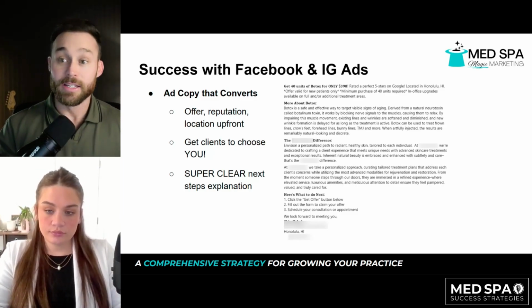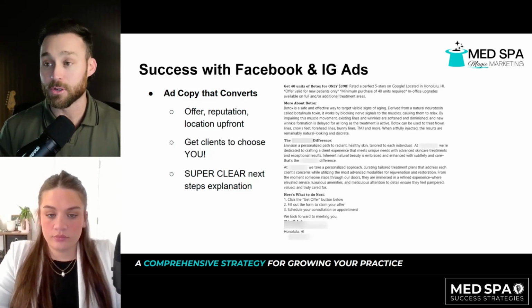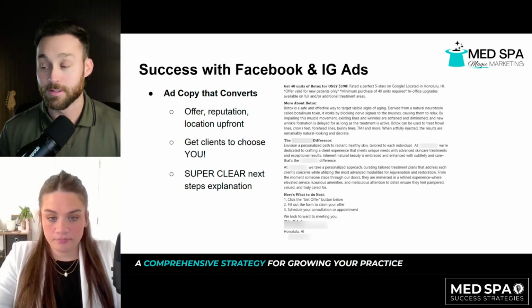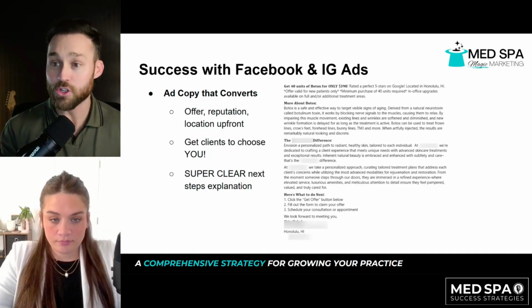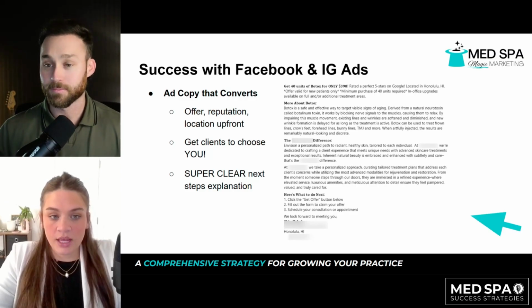So you'll see here, it's get 40 units of Botox, only $398, rated a perfect 5 stars on Google, located in Honolulu, Hawaii, offer valid for new patients only, right? All of the key parts of the marketing message, where we're located, why you should trust us, and what is the offer, all clearly present in the initial headline. And then what happens below that, Lauren? Or other checkboxes below that here.